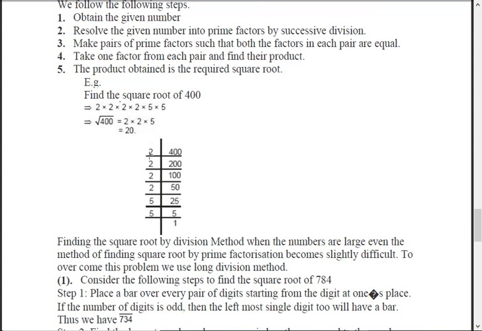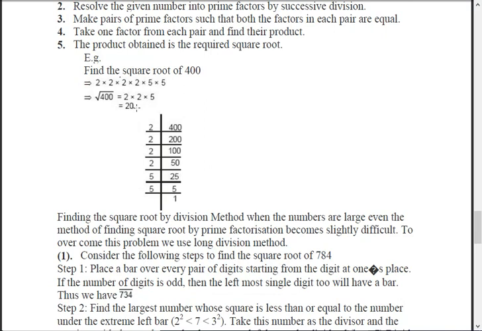After that, make groups of 2. So 2, 2, one group. Bring one 2 out of this group. Then 2, 2 again. Bring one 2 out of this group. 5, 5, bring one 5 out of this group. So what is there? 5, 2 and 2. Right? So it becomes 5 times 2 times 2, which is 20. So 20 is the square root of 400. This is the best and easiest method.